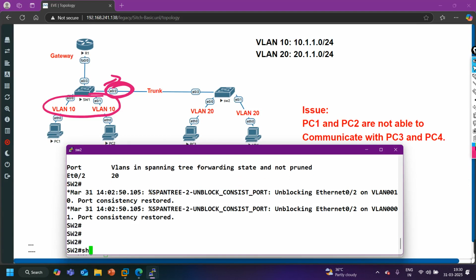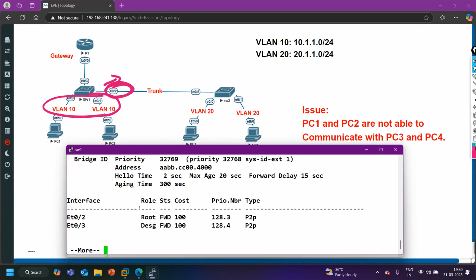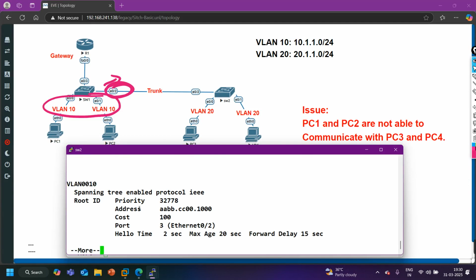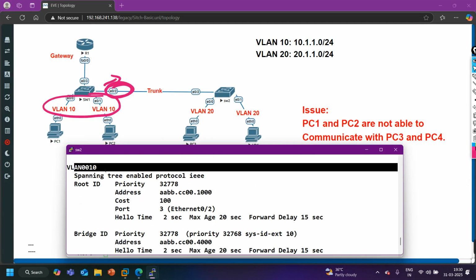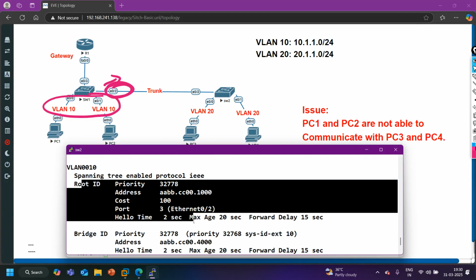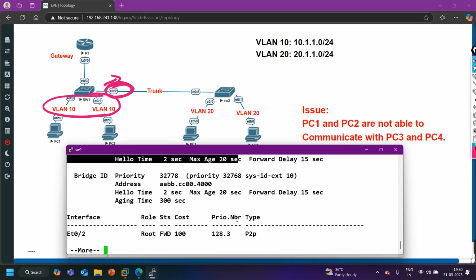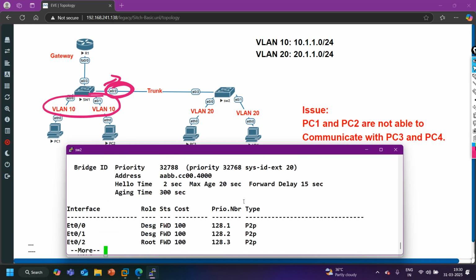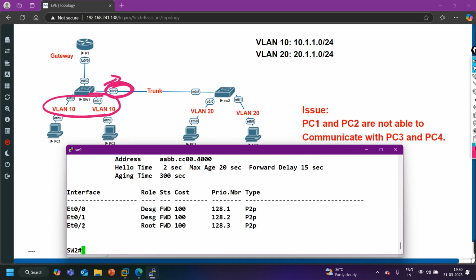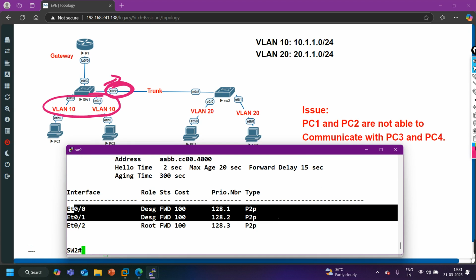On switch number 2 also I got the same message, so show spanning-tree. Now for VLAN 10, the root bridge is this one, and its 0/2 port is the root port, and for VLAN 20 also the 0/2 port is the root port, and these are two access ports in VLAN 20, right? So now everything looks fine.